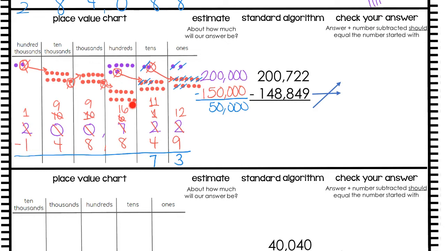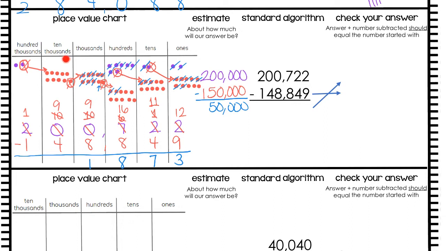Now I can take 16 minus 8. 1, 2, 3, 4, 5, 6, 7, 8. And we're left with 8. And we go to the next place. 9 minus 8, cross out 8. 1, 2, 3, 4, 5, 6, 7, 8. And there's only one left right here.